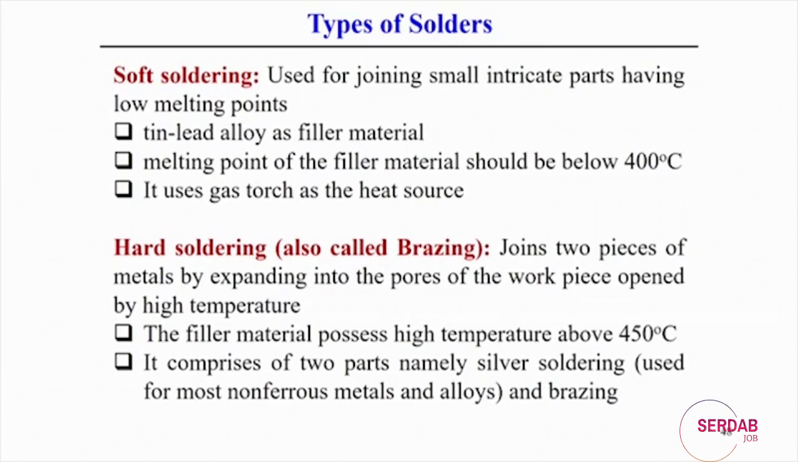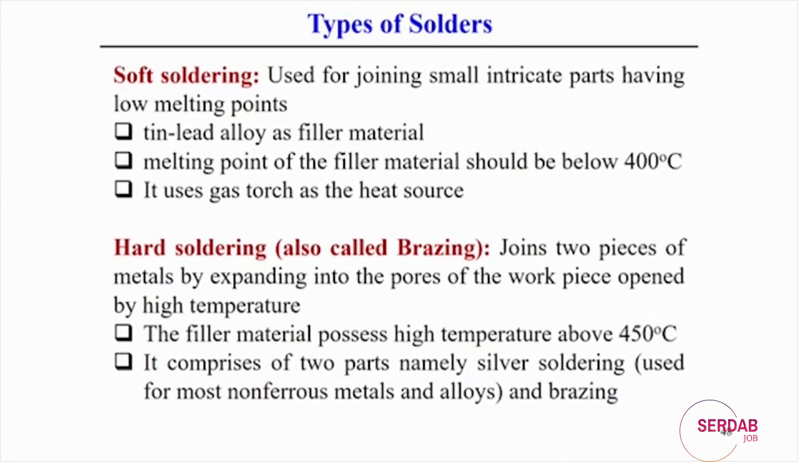But on the other side, there is the hard soldering, and sometimes it is also called the brazing process as well. So, definitely in this case hard soldering, or we can say the brazing process, joints of the two metals are made at relatively higher temperature. So, the filler metal is used in such a way that its melting point should be above 450 degrees centigrade.